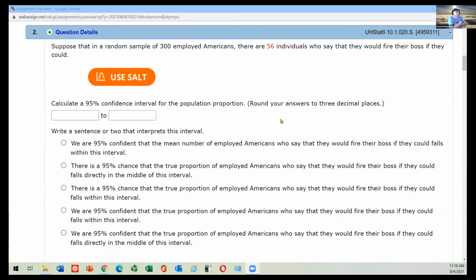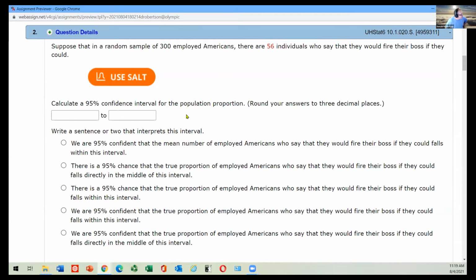Suppose you took a random sample of 300 people. 56 said they would fire their boss if they could. Okay, I'm surprised that's so low. Maybe you've got a good boss. I don't know, I wouldn't fire my boss. He's a nice guy. So here we are, 56 out of 300, and they want us to do a 95% confidence interval.